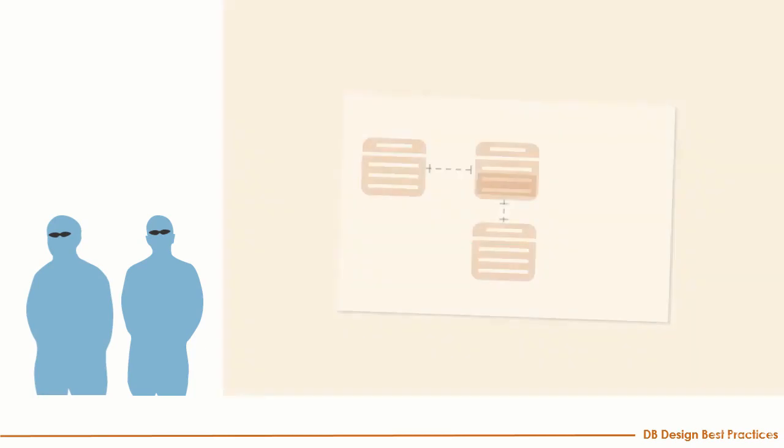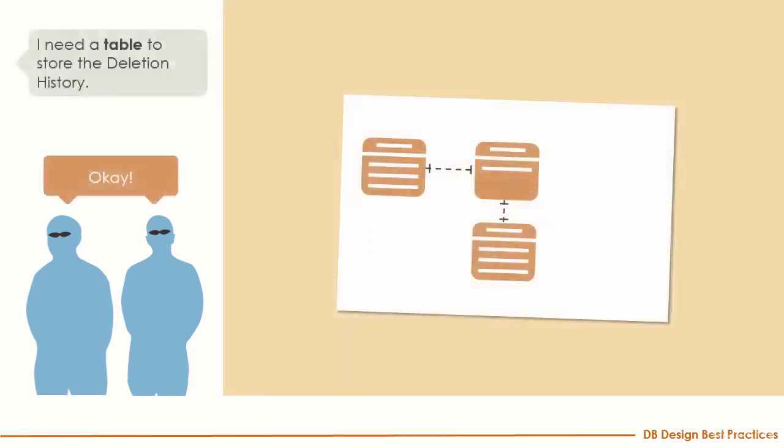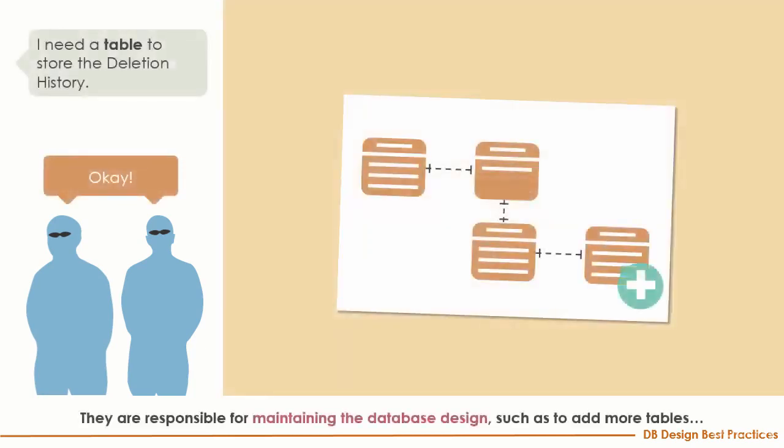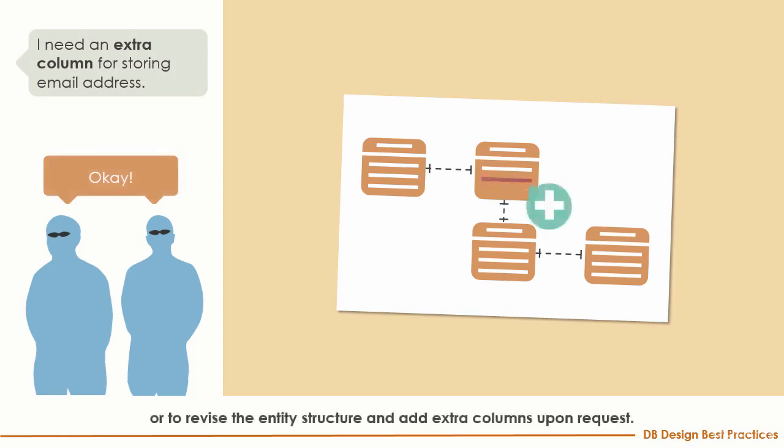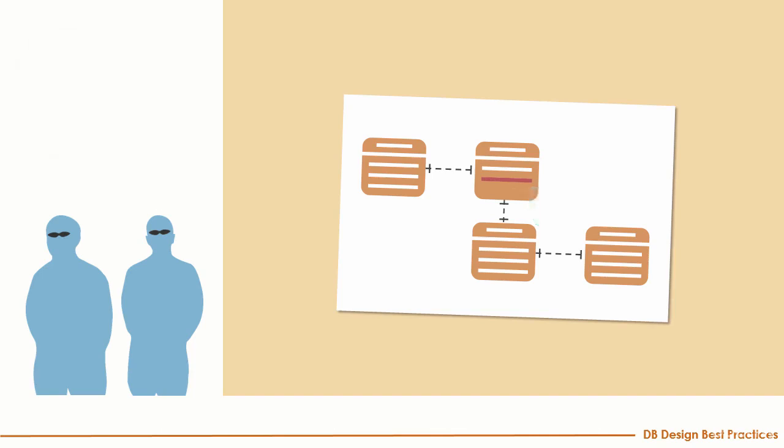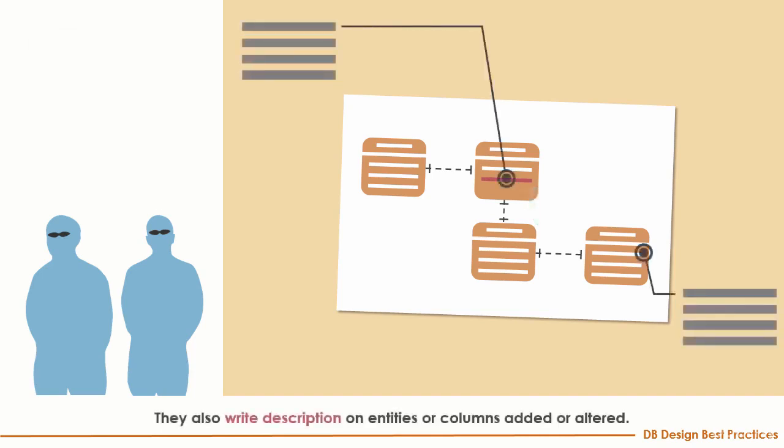And let's take a look. If someone asks, I need a table to store deletion histories, then they will say, okay, let me just add a table. And if someone wants a column to store the email address, they will add the email address column, and they will also write the description of the column.